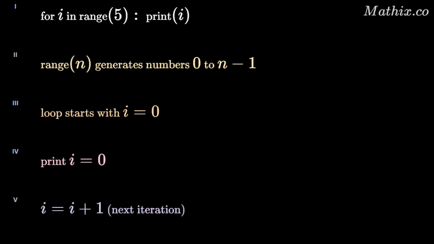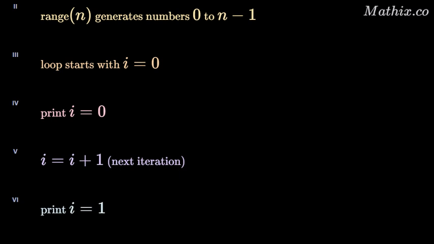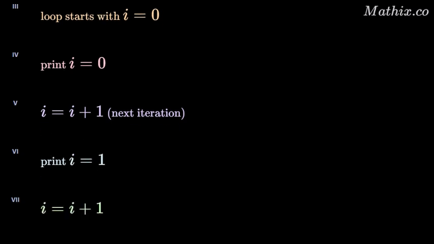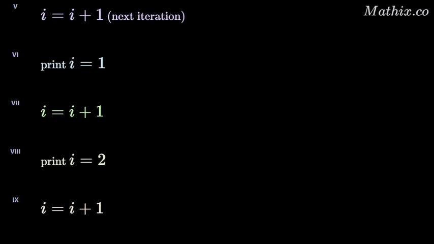After printing, I is increased by 1 to prepare for the next iteration. The loop prints the updated value of I, which is now 1. Again, I is incremented by 1 to continue the loop. The loop prints the current value of I, which is 2. I is increased by 1 once more to move forward.